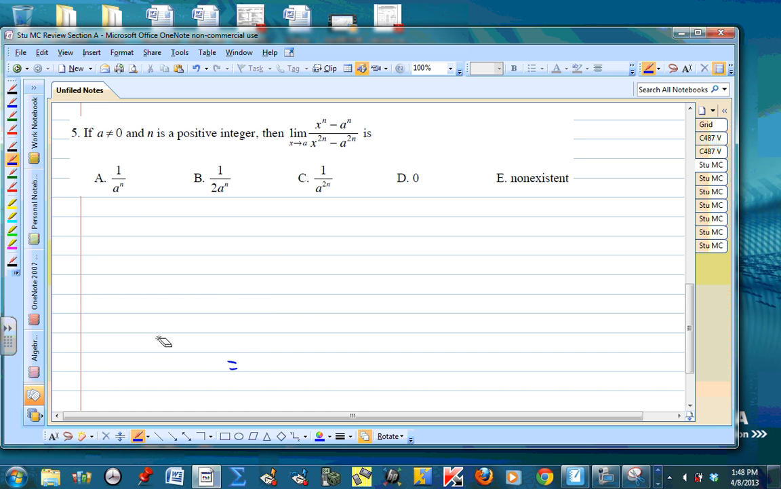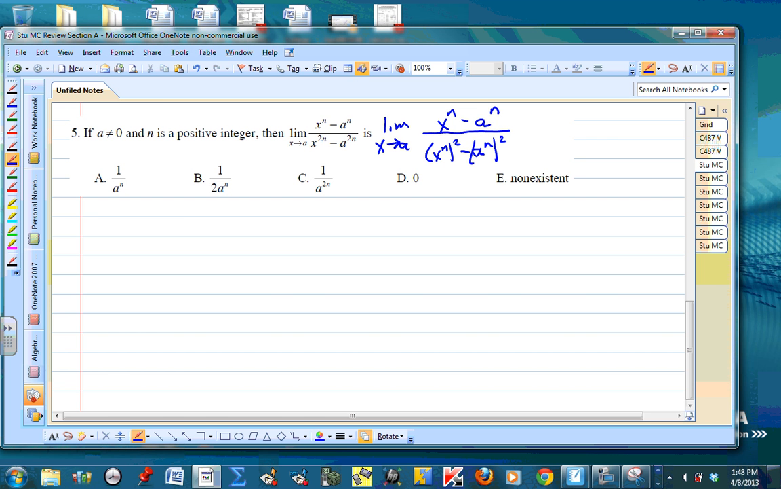We're going to use some algebra tricks to rewrite this limit. We can call this the limit as x approaches a of x to the n minus a to the n power over x to the n power squared minus a to the n power squared.